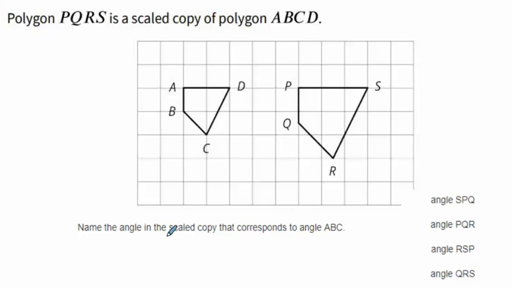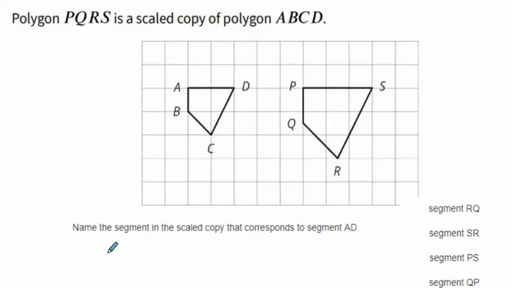All right, so this one we're looking at, name the angle that corresponds to ABC. So if I look at this, angle ABC, so I'm looking at this angle here, that would have to be the same one here, PQR. So that would be that one. Okay, next one. Name the segment that goes with AD. So here's my segment, A to D. That would be the same as P to S. Okay, and that was it.